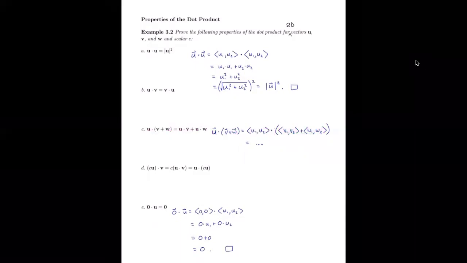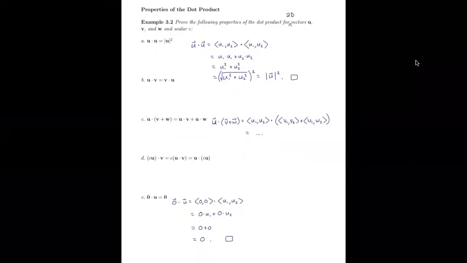Okay, at the very bottom, we've got one involving 0. So another nice quick result we can get. So we'll start with the left-hand side. The vector 0 times the vector u. Well, 0 is the vector with all zeros as its components, obviously, and dotted with u1, u2. Well, we see pretty quickly 0 times u1 plus 0 times u2. We arrive at a scalar value of 0. Not a vector value of 0, but a scalar value of 0. Good, and that's the end of that demonstration.